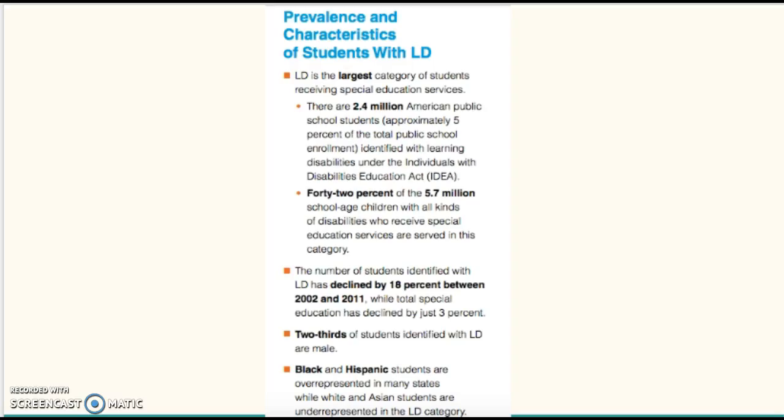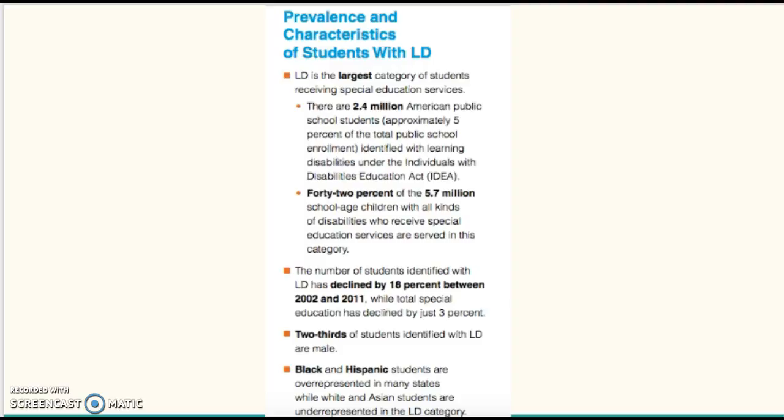The prevalence and characteristics of students with LD. LD encompasses the largest category of students with special education services. About 2.4 million students in public education are considered LD under IDEA. 42% of the 5.7 million with all kinds of disabilities who receive special education are served in this category. The number of students identified with LD declined by 18% between 2002 and 2011.